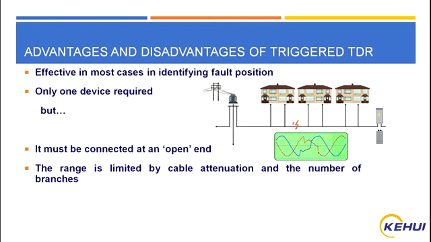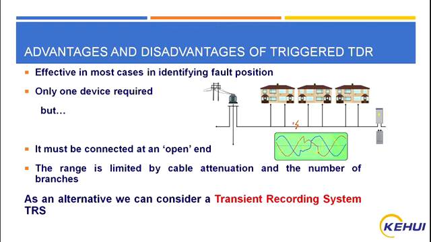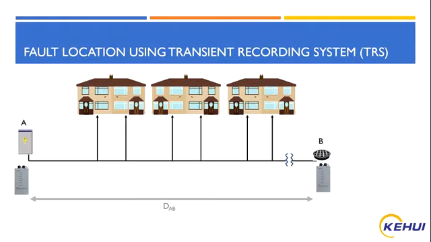If any of these points mitigate against the use of TDR, as an alternative, we can consider the transient recording system, or TRS. The TRS system utilizes two TP23 units situated at either end of the cable under investigation. In the example shown, the length of the cable is designated as DAB. The first unit is installed in the substation and the other in a link box at the end of the cable. When the fault occurs, travelling waves emanate from the fault position and are detected by the TP23 units at each end of the line.